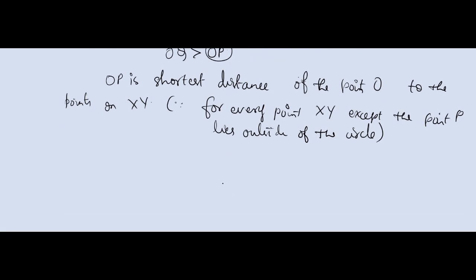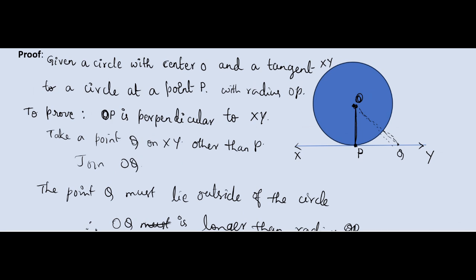So it means OP is the shortest distance from the point O to the points on the tangent line XY. So what can we say? OP is perpendicular to XY, the tangent XY. What we required, we have proved: OP is perpendicular to the tangent XY.